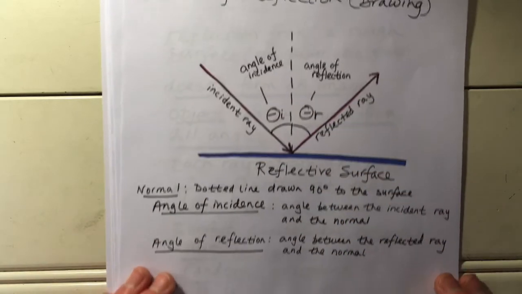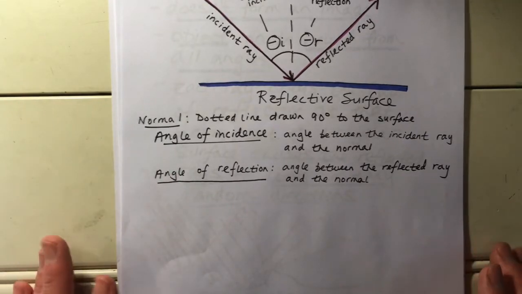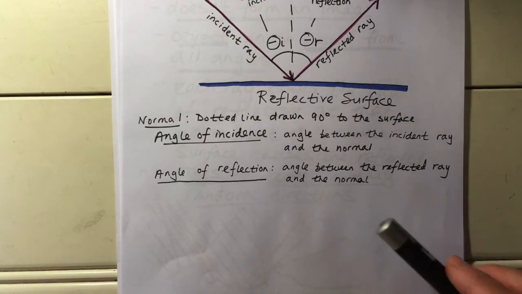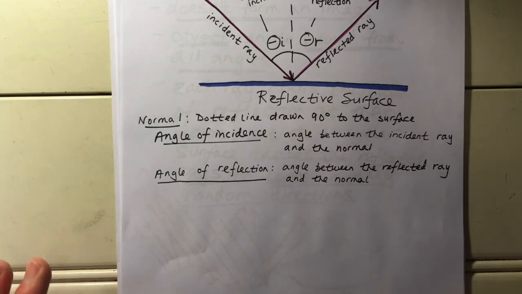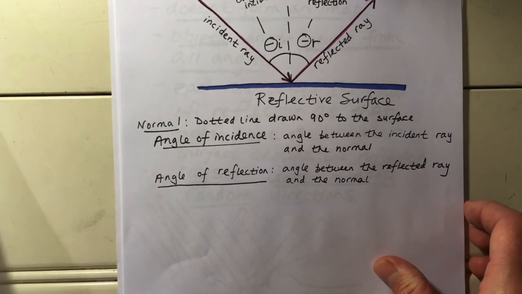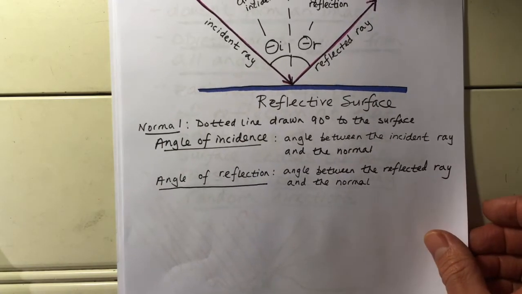So I wrote out some nice definitions here. The normal is the dotted line drawn 90 degrees to the surface. The angle of incidence is the angle between the incident ray and the normal, and the angle of reflection is the angle between the reflected ray and the normal. Okay, so I'll let you write that down. If I'm going too fast, you can always pause it. Or if I'm going too slow, I think there's a way to speed it up on YouTube, so you can watch me at 2 times.